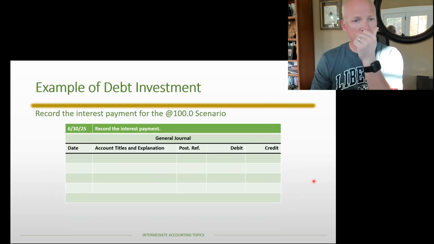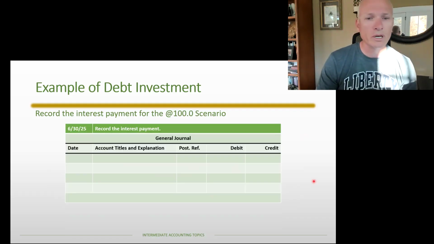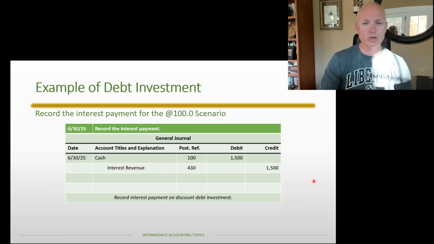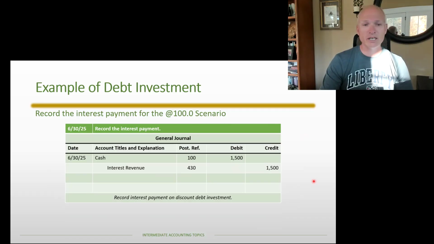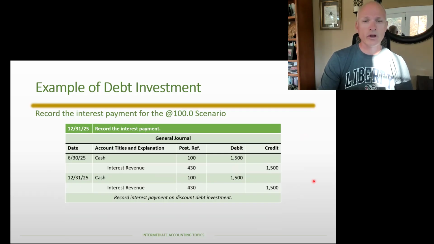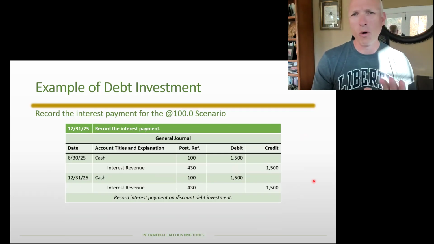For the 100 scenario, it's much more straightforward. There is no amortization, so it's simply that the cash payment and the interest revenue are exactly equal. The same thing, of course, is true on December 31st, 2025. So there's really not a lot going on there. Hopefully that journal entry is pretty straightforward.